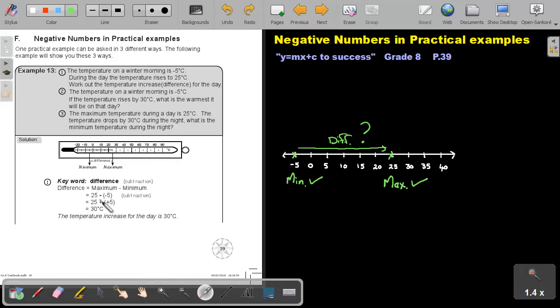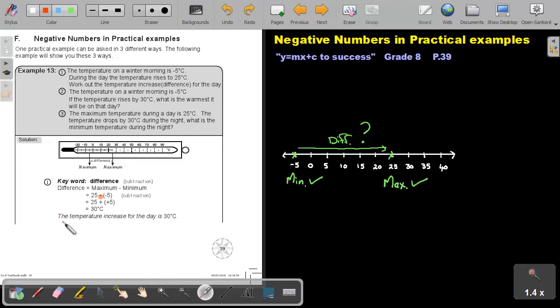Can you remember when we did subtraction? What did we do? We were changing it into an addition by finding the additive inverse. Now, what was the additive inverse of -5? That was +5. So basically, I change it, and then it's just 25 plus 5, which is 30 degrees Celsius. Let's just see if it's 5, 10, 15, 20, 25, 30 degrees Celsius.